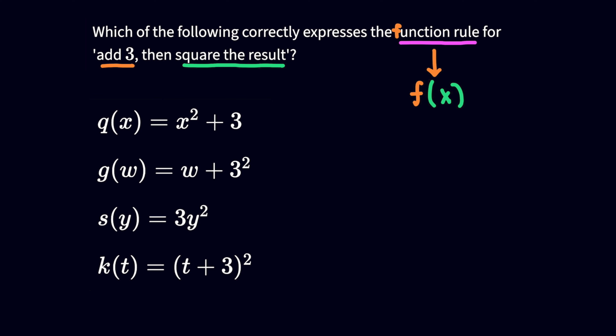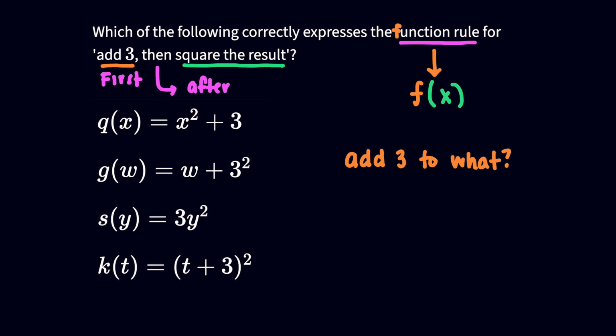So let's take it one piece at a time. The first thing that we're going to do is we're going to add 3. Then, which basically means after we do that, we will then square that whole result, or square the entire result. But you might say, add 3 to what? Right? What are we adding 3 to? Wouldn't we like to know, right? Who's the one that we're bossing around? Yeah, it's the variable. So we're going to add 3 to the variable.